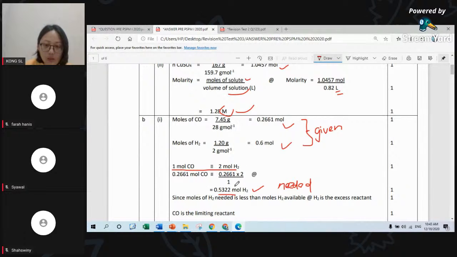Given 0.6 mole of hydrogen, needed 0.522, meaning that given is more than needed. So it's enough. Bagi tu 0.6. Apa yang saya nak tu 0.5322 sahaja. Maksudnya ada lebih. So, hydrogen is the excess reactant. Please take note, during chapter 1, I already mentioned you must make a statement. Since mole of hydrogen needed, bracket, what is the mole needed?